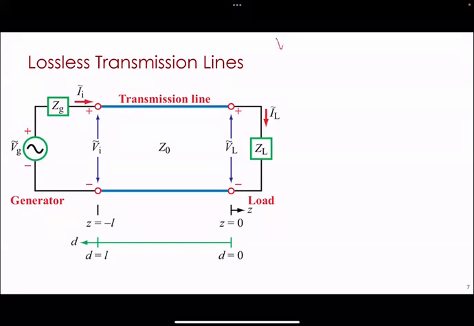Ohm's law, V equals IR. They are at the same point and they're not necessarily equal. Yep, it's a weird one.